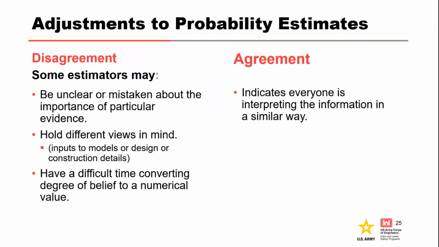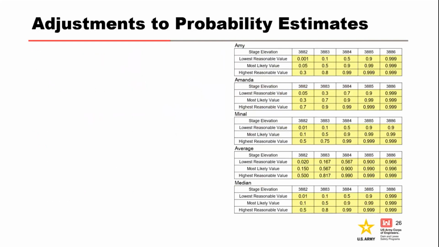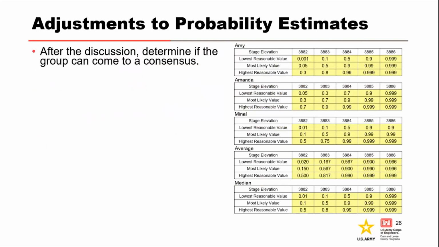If everyone's interpreting the information the same way and the numbers are clumped together, it could mean that they're interpreting it the same way, but you still need to discuss it to make sure, because there could be different ways of getting to that same answer. So when we're making adjustments to probability estimates, you want to try to come to a consensus, but it's not necessarily required that you do so.